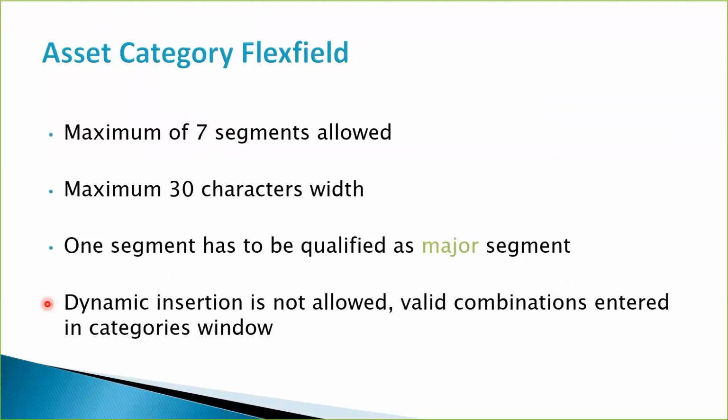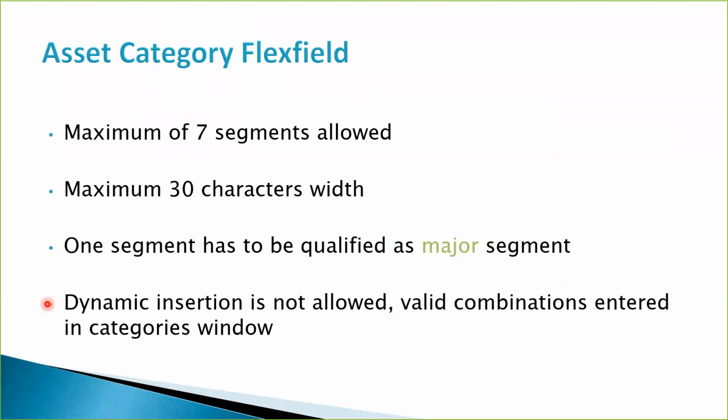The other thing we should take note of is that one segment has to be qualified as a major segment. All right. I already mentioned this when we were talking about the groupings. So one segment has to be qualified as the major segment. And this is particularly important when it comes to capital budgeting. It is against these major segments that we do capital budgeting. We enter budgets per major categories, okay?